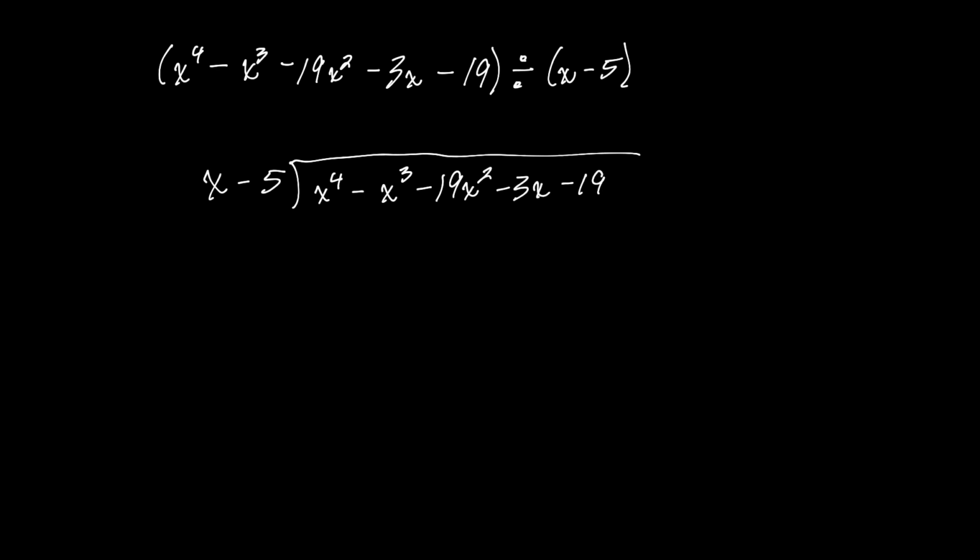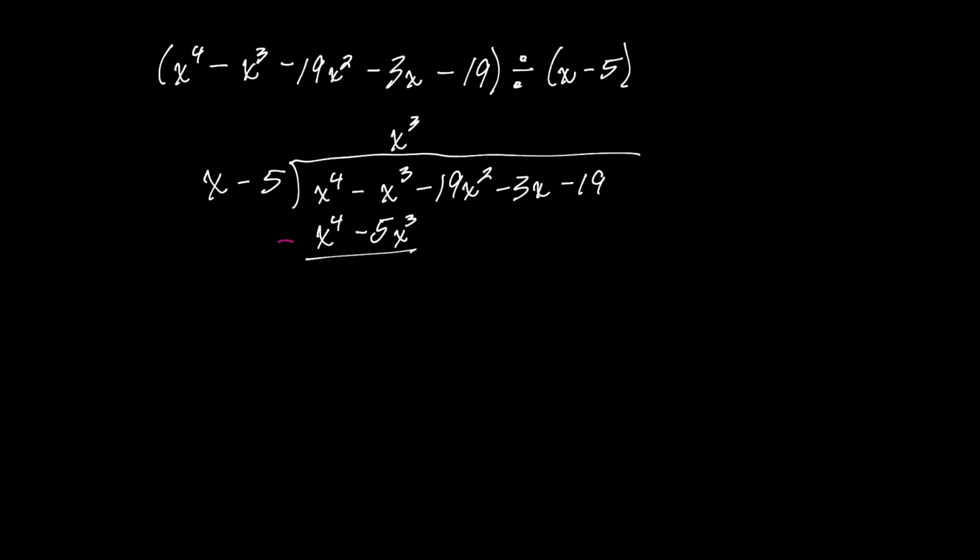So again, I'm going to look at these leading terms. How many times does the x go into the x to the fourth? Well, it goes x cubed times. So, and again, I'm going to stack this on top of the other x cubed term, but multiply this x cubed times the divisor of x minus 5. So x cubed times x, well, that's x to the fourth. That's what I wanted to have happen. And then I have to remember to multiply x cubed times negative 5. So that gives me a negative 5x cubed. So we line up our terms, and then we subtract.